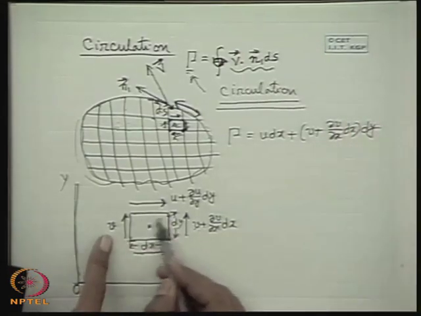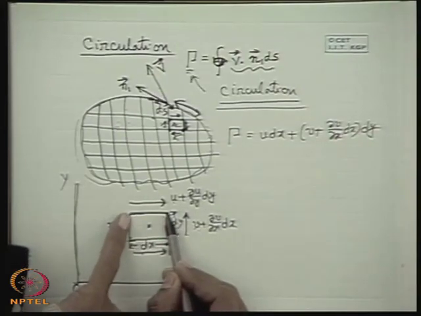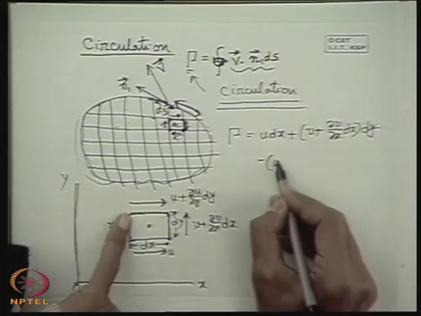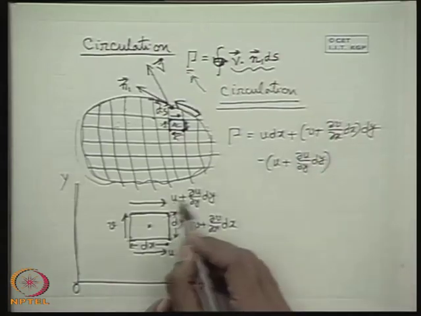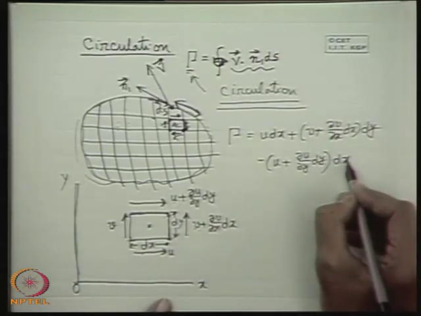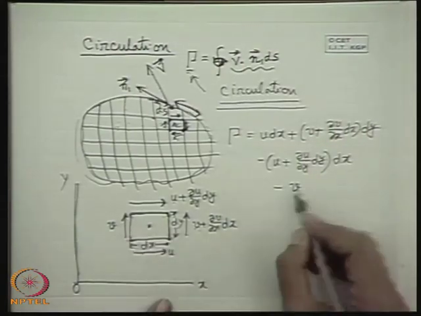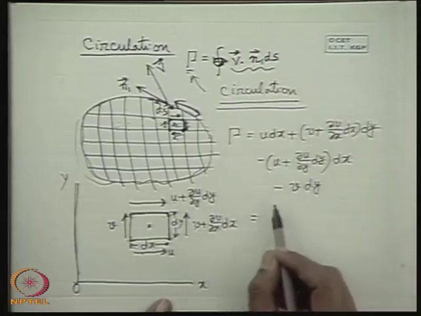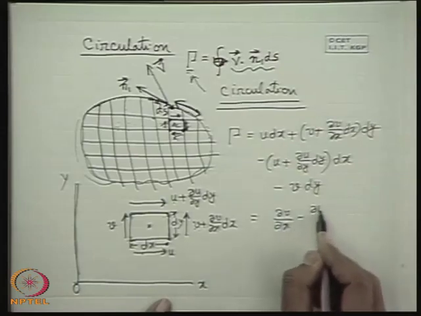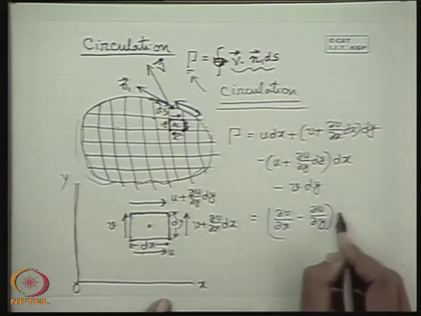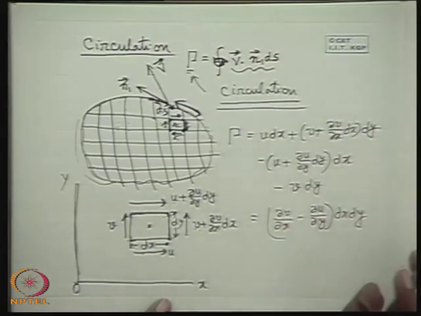Then for this, it is the opposite direction, but the magnitude is this velocity component times the length dx. That means minus u plus del u del y dy, this velocity component times dx. Minus this one in the same direction, that means minus v times this length dy. So if you make it simple, it will ultimately become del v del x minus del u del y into dx dy. This is because v dy cancels, and u dx minus u dx cancels.